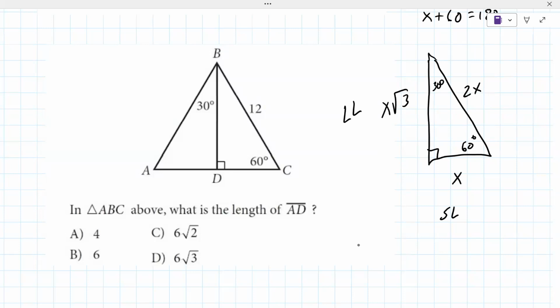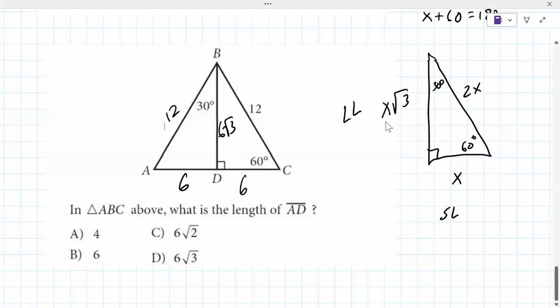Six. Oh, wait. Is it B? It is B. Why don't we label more of the triangle here? Could you tell me what BD is? Oh, 6 root 3. 6 root 3. And then this one is 12.